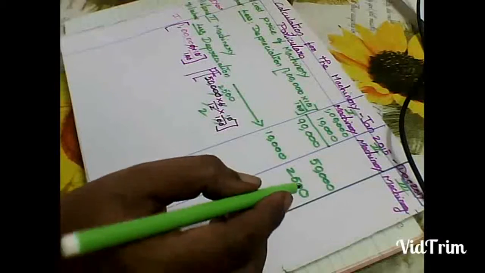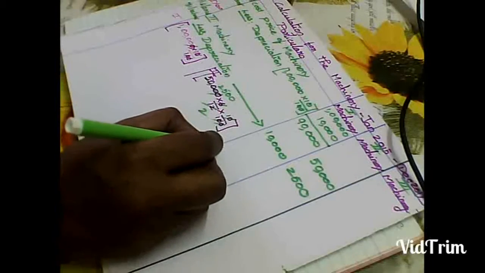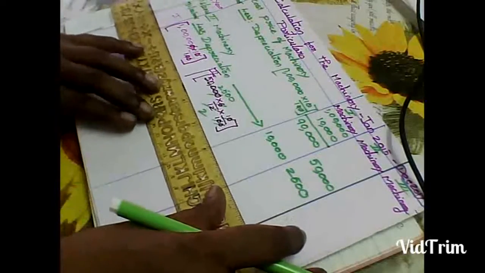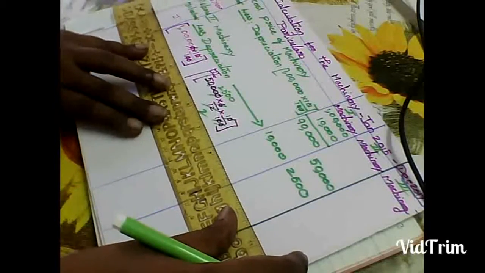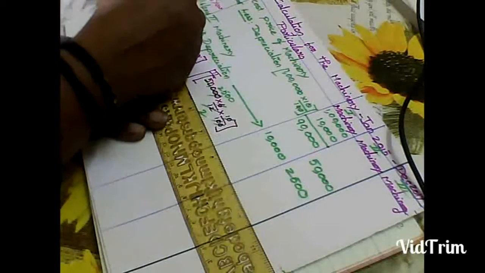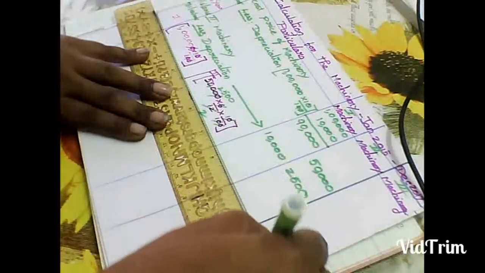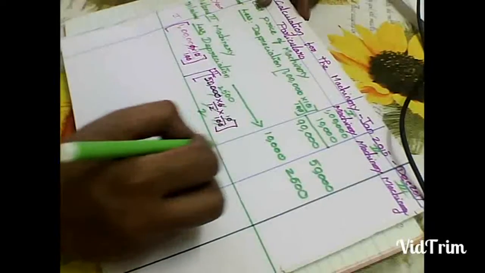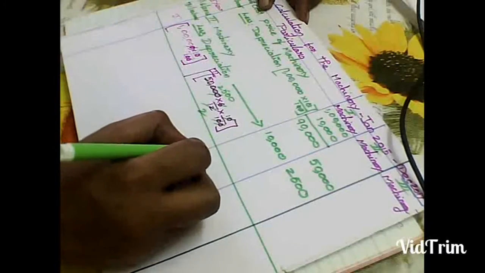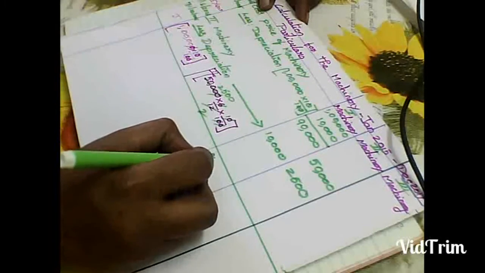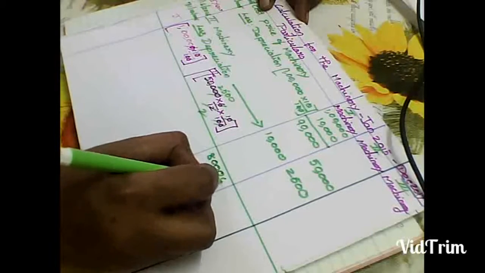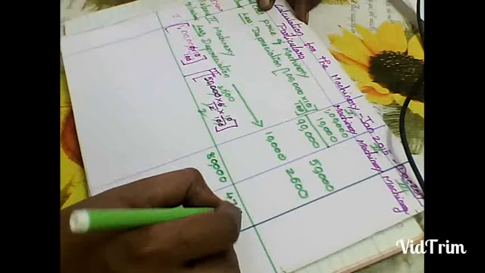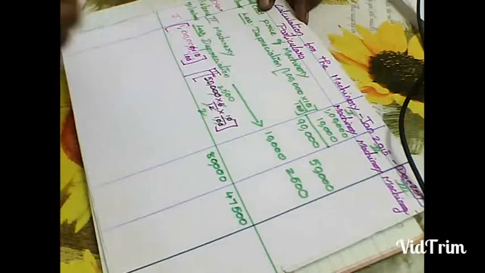I mentioned here 2,500. So after finishing this, these 2 years have been over. I just drew a line to give some clarification. So after reducing them, you get 80,000. So the book value becomes 80,000, and here 47,500.